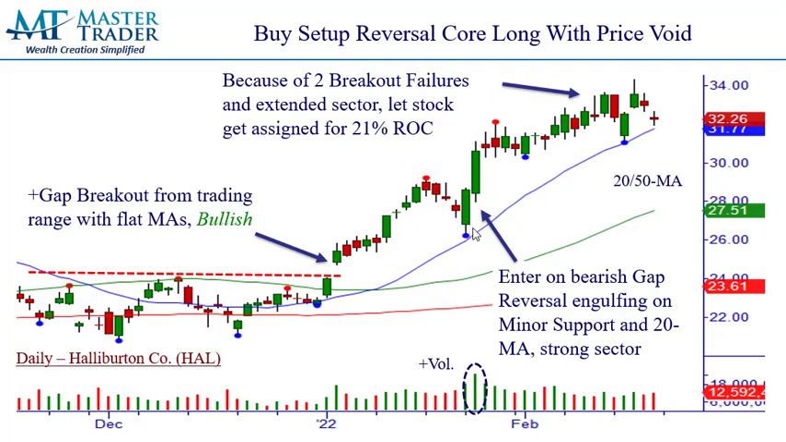This pullback actually had a gap down, and the prior highs are what we call minor support. So we had a gap down, a little morning sell-off, you can see by the bottoming tail, it held right at the rising 20 period moving average, and then it had what we call a gap reversal. So probably over the 30-minute high is when we entered this as a core long. The sector was strong also, which I'll show you in a moment.